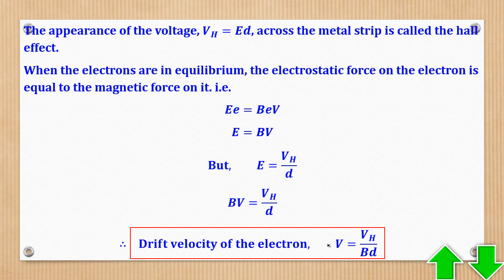So if drift velocity is given, you can get Hall voltage by cross multiplying, isn't it? Because this will now be BVD equal to Hall voltage. But I've given you this expression because sometimes they can ask for the drift velocity of the electron.